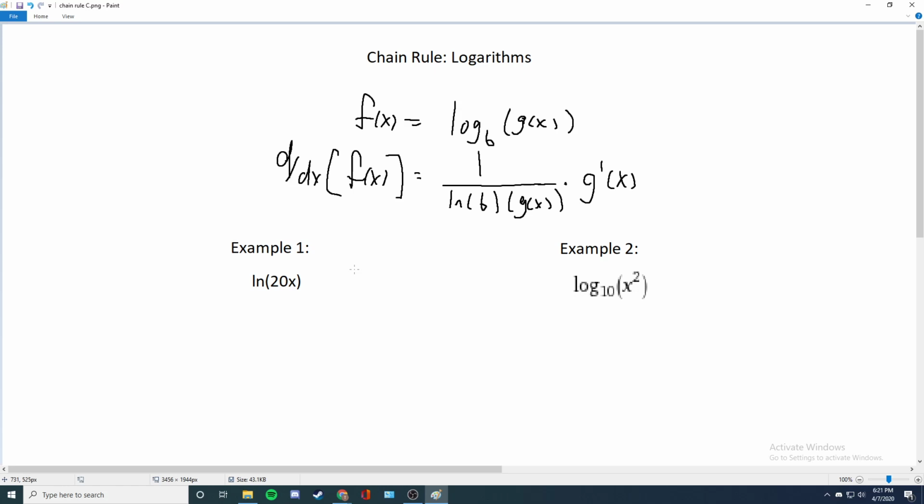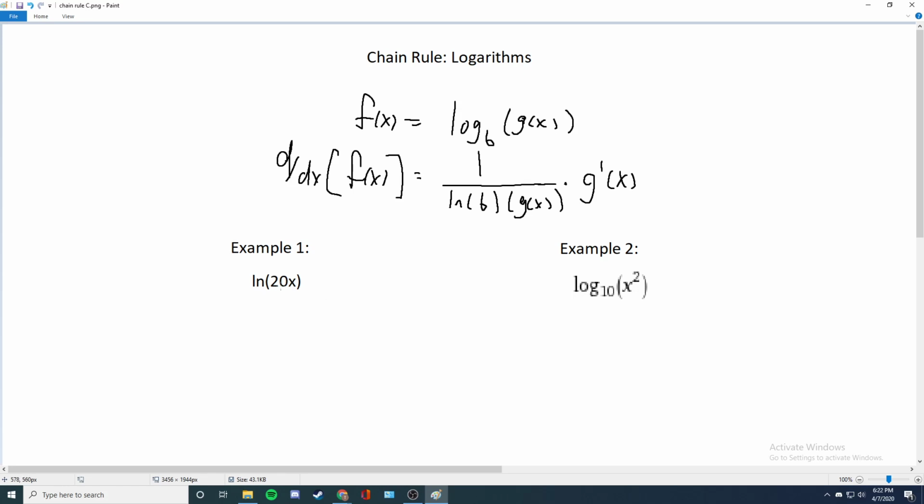In this video we're going to go over more chain rule problems, this time focusing on the logarithm side. So I got it set up again for you here, where we've got some function f of x equal to log base b, where b is any number, of the function g of x. So if we want to take the derivative of f of x, that'll be equal to 1 over the natural log of the base b times that original g of x, multiplied by the derivative of g of x.